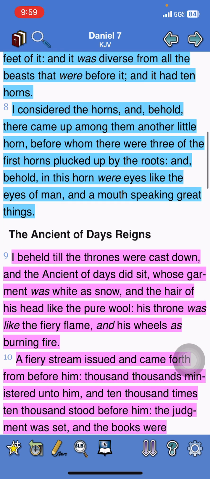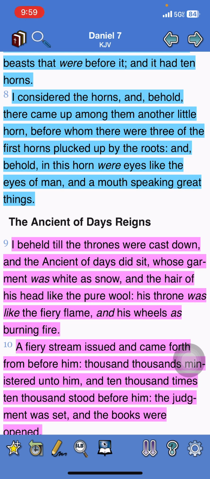Right. Let's jump to verse 8. And it says, "I considered the horns, and behold, there came up among them another little horn." Who is this little horn? All right. They say that's Antiochus, but that's in Daniel, the 8th chapter. Daniel, the 7th chapter, verse 8 is talking about America.